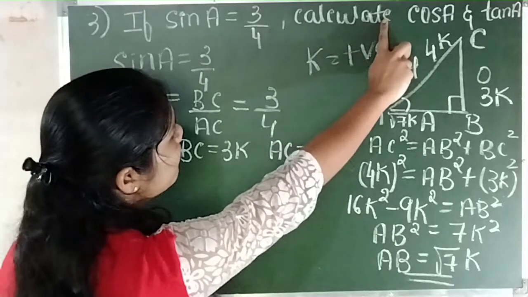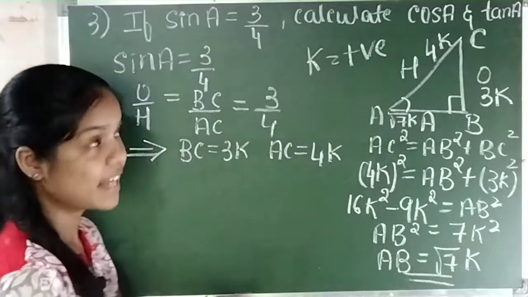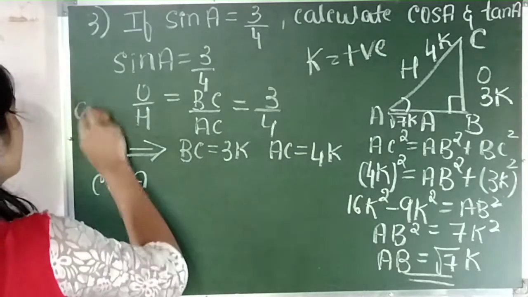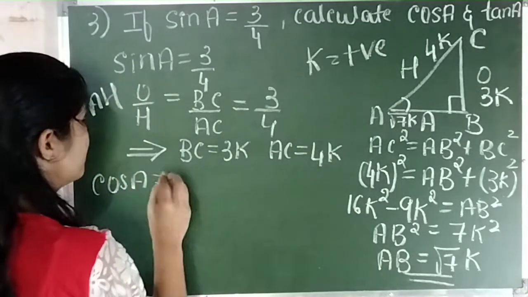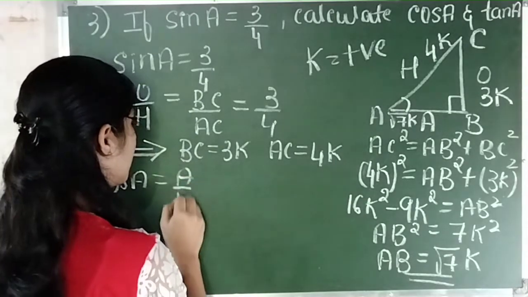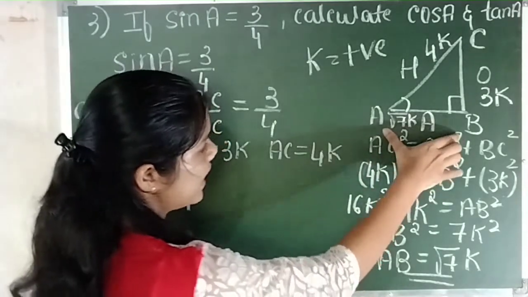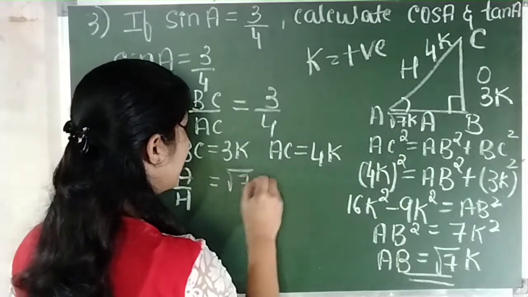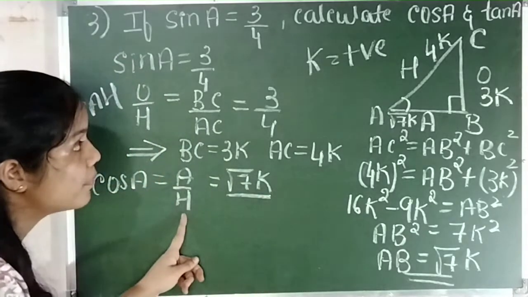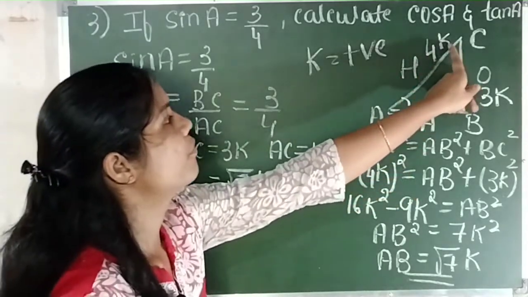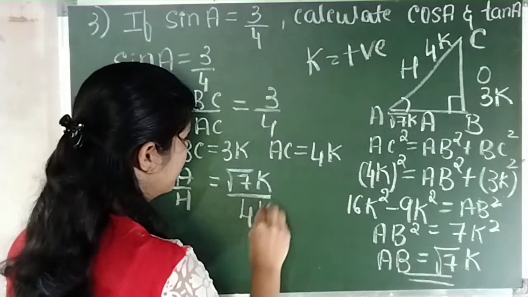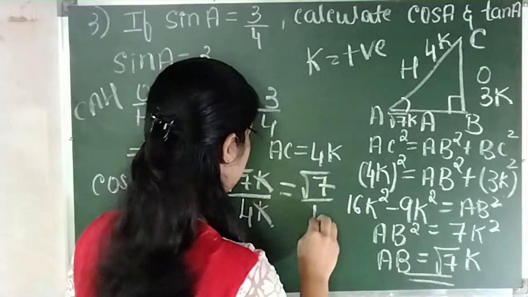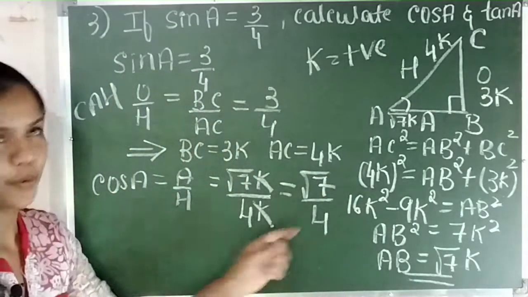Now we have to find the value of cos A and tan A. So cos A, the formula is adjacent by hypotenuse. Adjacent side is AB, value of that is root 7 into K, and the value of hypotenuse is 4K. K and K cancel, and the final answer is root 7 divided by 4.